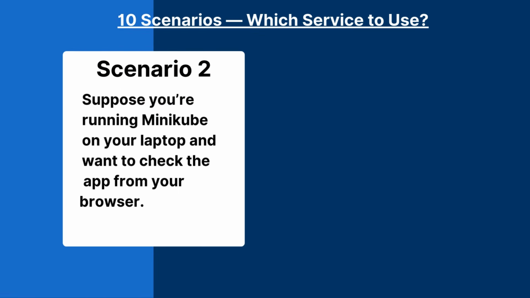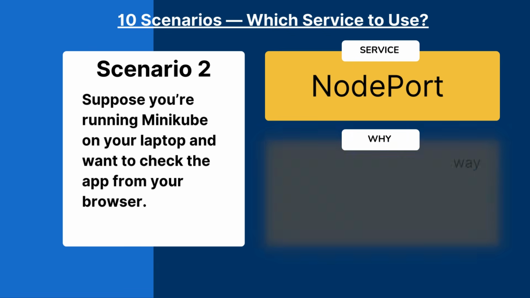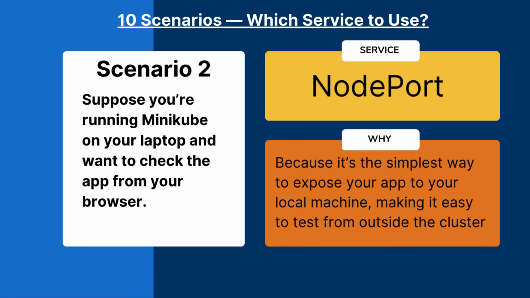Scenario 2. Suppose you are running Minikube on your laptop and want to check the application from your browser. The right choice here is NodePort. Why? Because it's the simplest way to expose your application to your local machine, making it easy to test from outside the cluster.